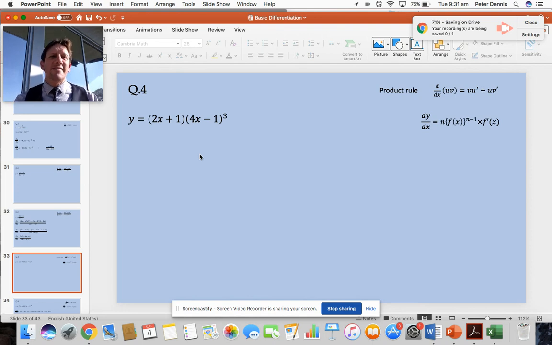Now, this is when they start getting really hard. What have we got here? We've got a product rule. Straight away, I can see it's a product rule. It's this function of x multiplied by this function of x. So I've written down the product rule.